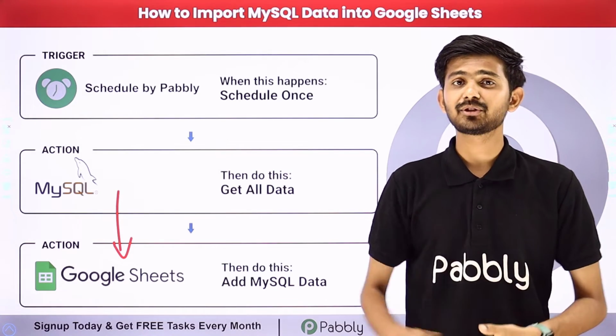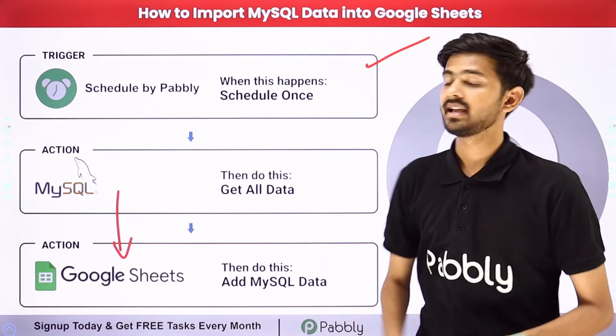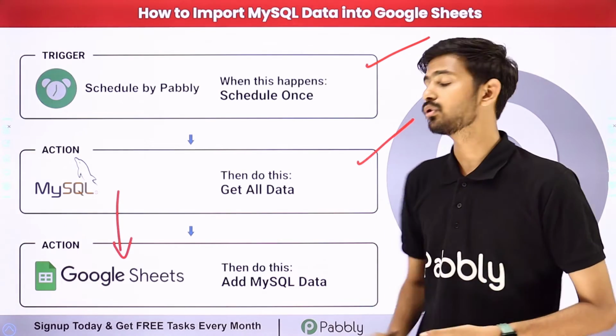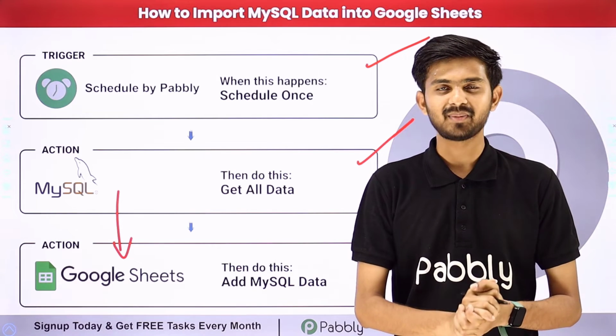In Pabbly Connect, I have to use a trigger and actions. In the trigger application, I'm going to use Schedule by Pabbly. In the action application, first I'm going to use MySQL, and after that I'm going to use Google Sheets. So how am I going to build this connection? For that, let me take you to my computer screen.